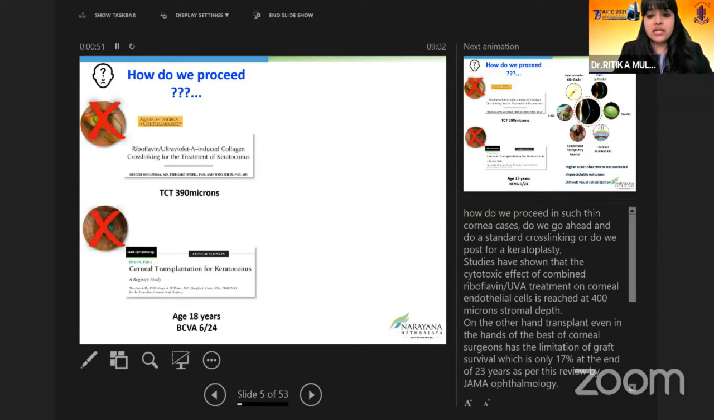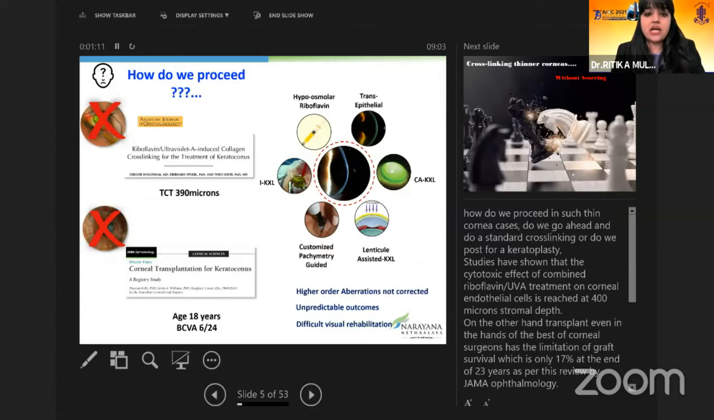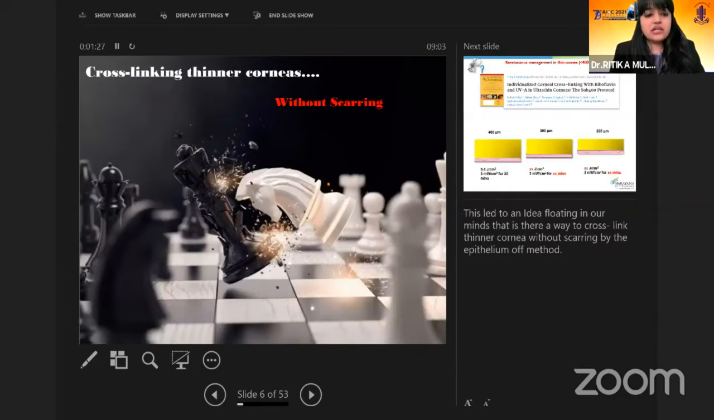Studies have shown that the cytotoxic effect of combined riboflavin and UVA treatment is reached at 400 microns stromal depth. On the other hand, corneal transplants, even with the best of surgeons, have a limitation of graft survival. In this paper by JAMA Ophthalmology, they showed only a 17% graft survival at the end of 23 years. So what are the other modalities? There are hypoosmolar riboflavin, transepithelial method, contact lens assisted, lenticule assisted, customized pachymetry guided, and iontophoresis cross-linking. But the limitations are that higher order aberrations are not corrected, outcomes are unpredictable, and visual rehabilitation is difficult.